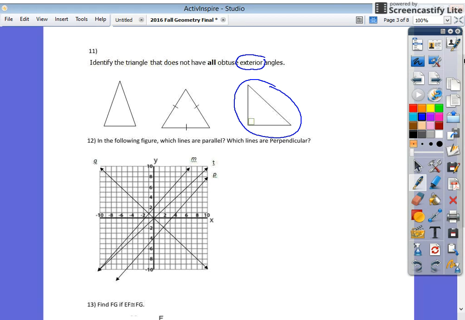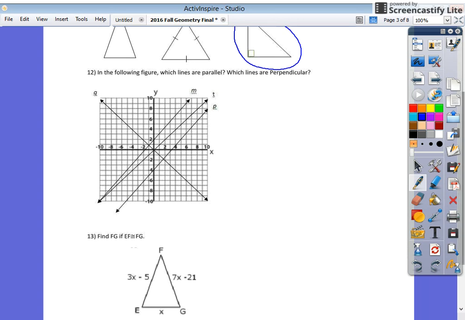On number 12, we are asked to identify which lines are parallel and which lines are perpendicular. M and P are our parallels. Remember, parallels have the same slope. They also do not ever intersect. And Q and T are our perpendiculars.